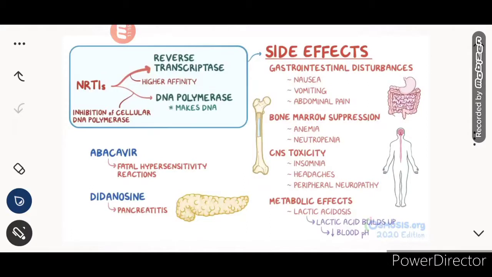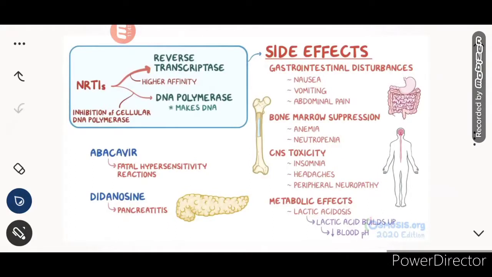Okay, and abacavir has fatal hypersensitivity reactions, and didanosine has pancreatitis as a side effect. Some of the common side effects are gastrointestinal disturbances such as nausea, vomiting, and abdominal pain. It can also cause bone marrow suppression, and that will cause anemia and neutropenia. CNS toxicity can lead to insomnia, headaches, and peripheral neuropathy.